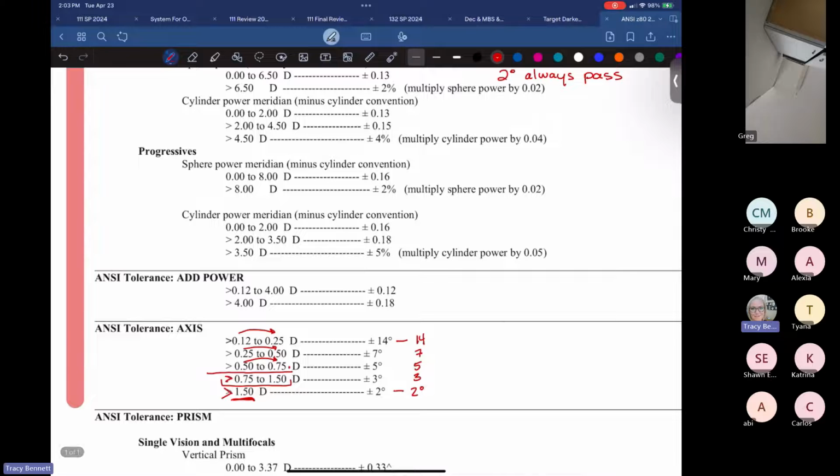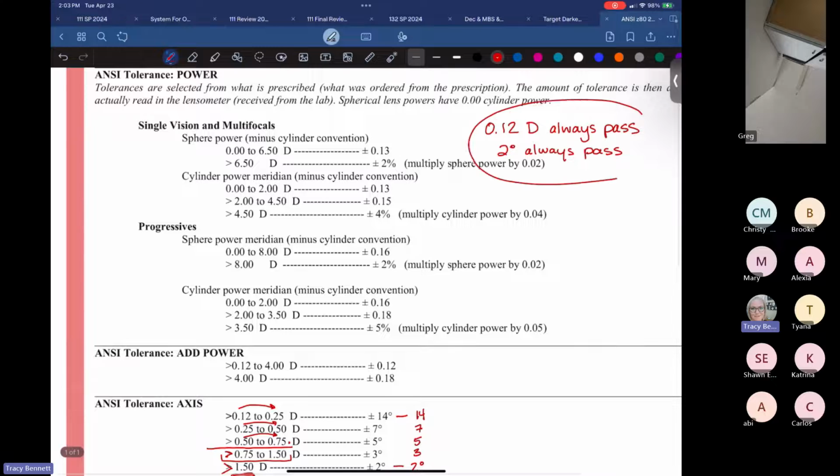I don't think they get super, super specific. I think they mainly want to just see that you can apply the tolerances, maybe that you know some of the basics, that anything that's an eighth is always going to pass.